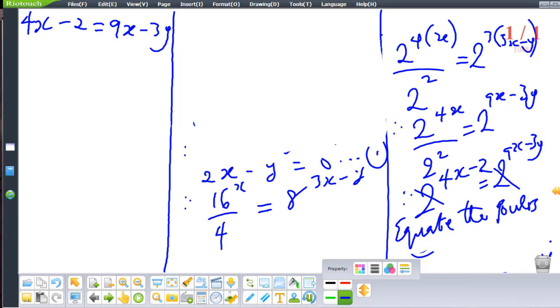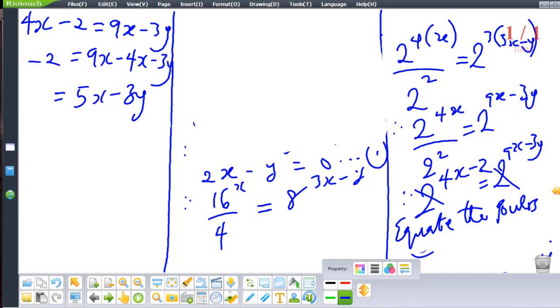So if x comes to this side, we'd be having 9x minus 4x minus 3y equals minus 2. So we simplify further by saying this is going to be 5x minus 3y, and then we have equals minus 2. In other words, we could write this as 5x minus 3y equals minus 2, equation 2.